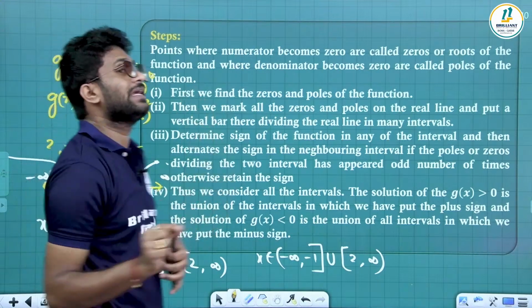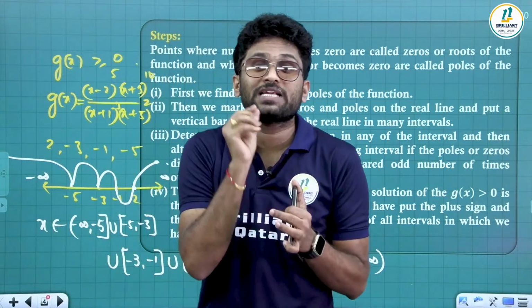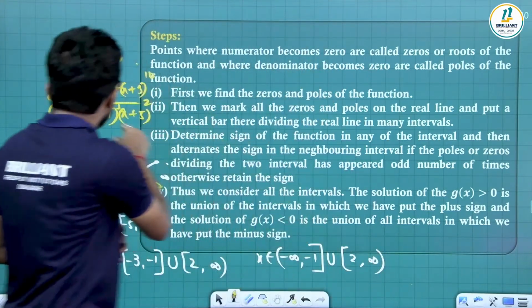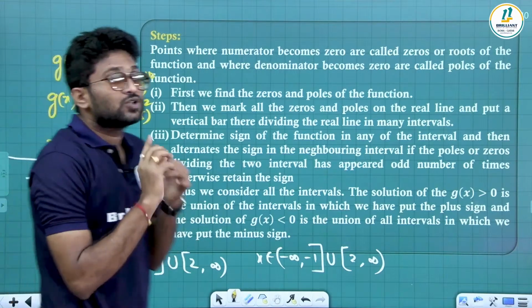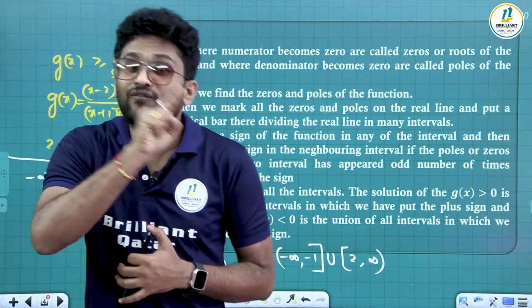Denominator poles shouldn't be included in the solution. That means these -1 and -5 from the denominator should never be included in the solution.